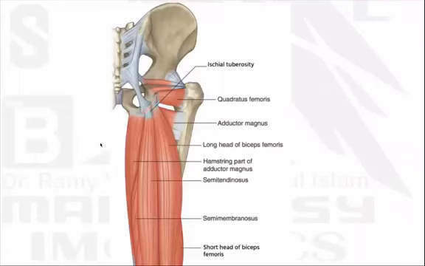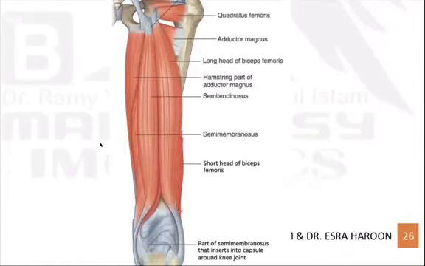What is the exception? The short head of the biceps femoris. The short head, this is the short head here. It's short, right? The short head of the biceps femoris will be originating from the linea aspera. Easy origin of the hamstrings. All the hamstrings, like the semis and the biceps, the long head of the biceps femoris, will be originating from the ischial tuberosity, except the short head. The short head will be originating from the linea aspera of the femur. Clear about the origin?